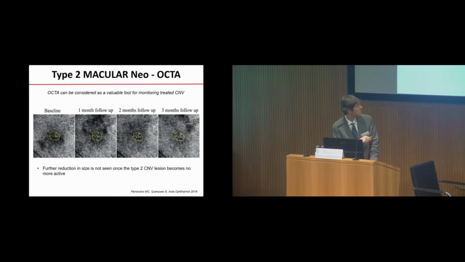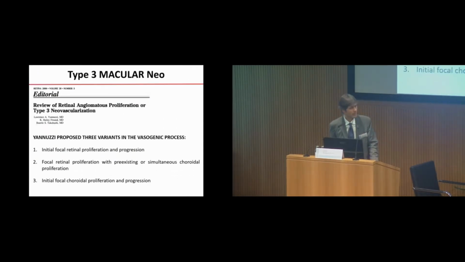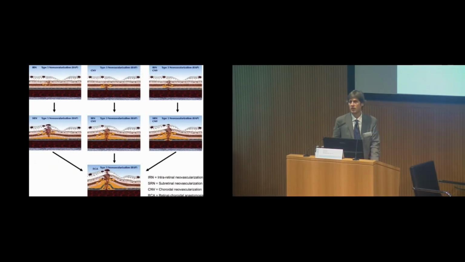But as you can see here, there is very little density of capillaries, a kind of arterialization of the neovascularization. In the end, we have type 3 neovascularization. Type 3 was previously known as retinal angiomatous proliferation. There have been 3 subtypes described as a possible origin of type 3 neovascularization.